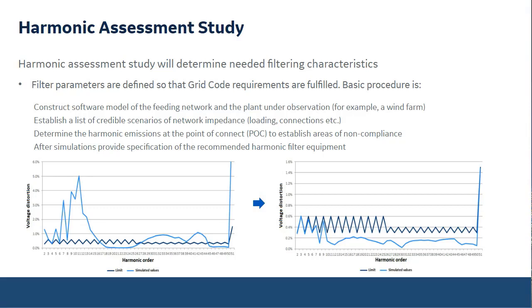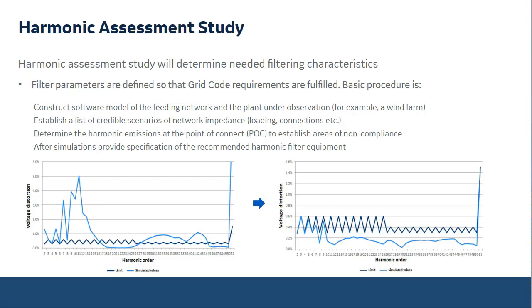And when we do the study, we get to the situation now on the right. You can see that all the measured or simulated harmonics are below this dark blue line, which means that we are now following the grid code and we are compliant with it.